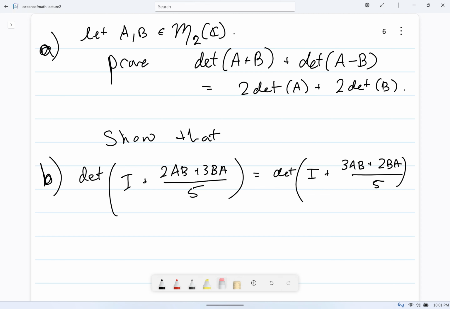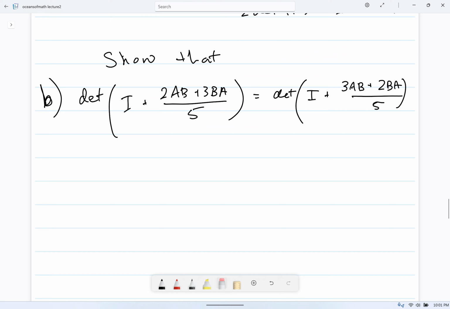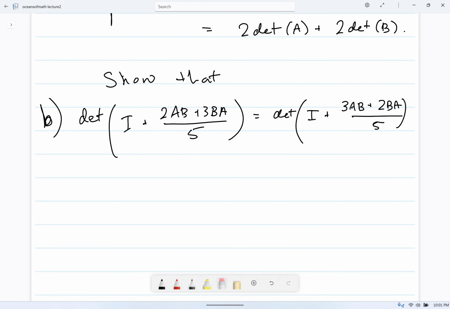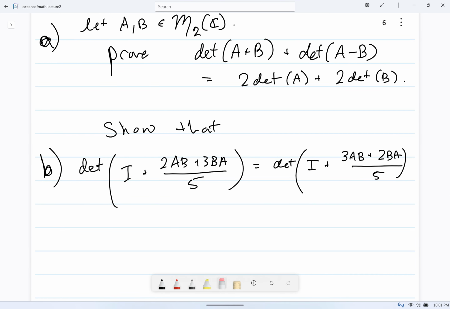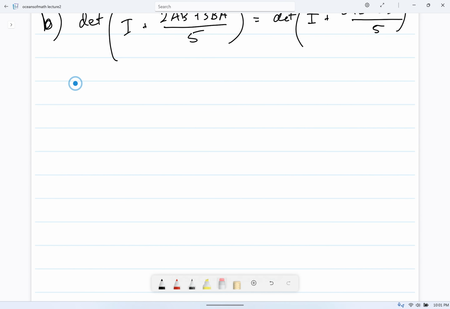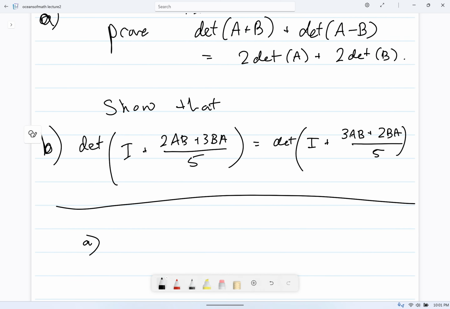The second problem asks us to show this relation here, determinant of I plus 2AB plus 3BA over 5 is equal to determinant of I plus 3AB plus 2BA over 5. Okay, so let's start with problem A. So problem A asks us, we have determinant of A plus B plus determinant of A minus B.